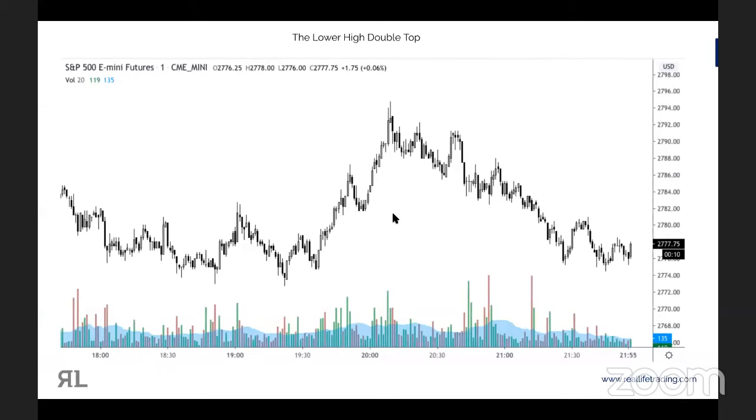That's going to take us to the next chart pattern, the lower high double top. Are you telling me that you can do these both ways? Yeah, bruh.